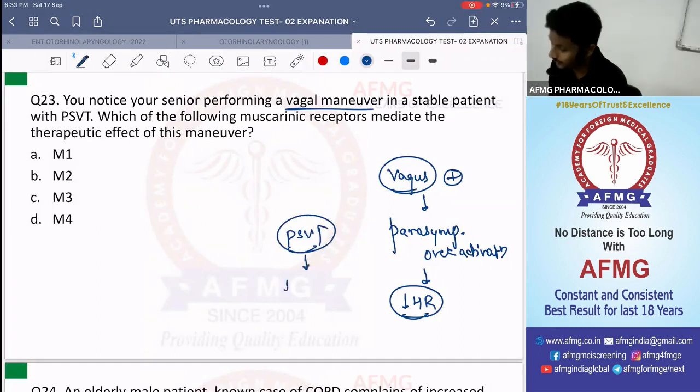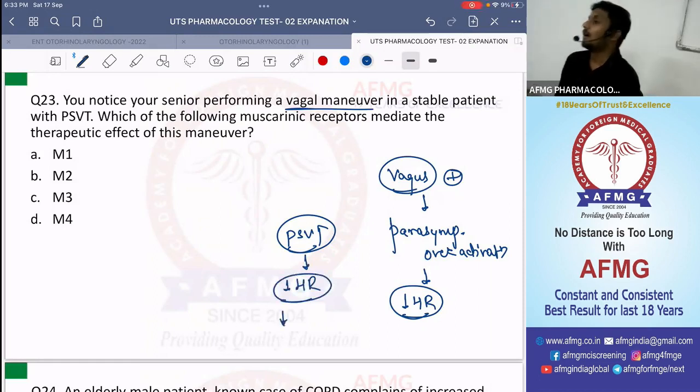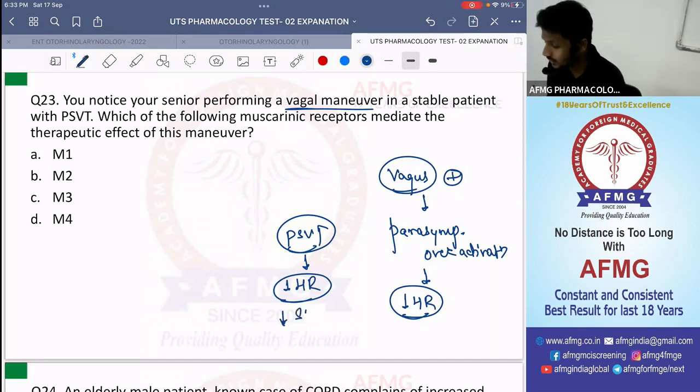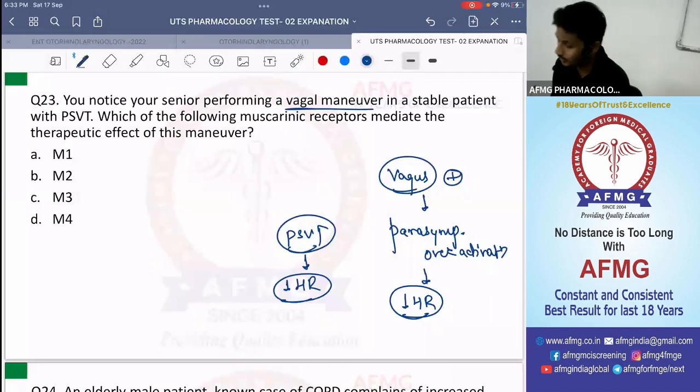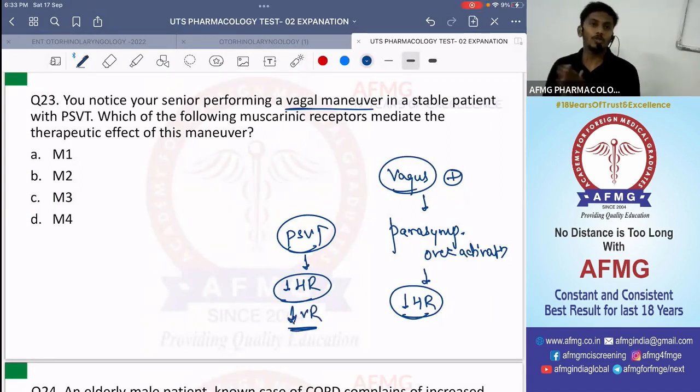Why? Because first of all, it decreases the heart rate. Second, it also decreases the impulses going from the SA node to the AV node. Okay, so if the impulses going from the SA node to the AV node, and onward from the AV node, are reduced, definitely the ventricular rate of the patient is decreased. Okay, that is the reason. No issues with this, anybody?